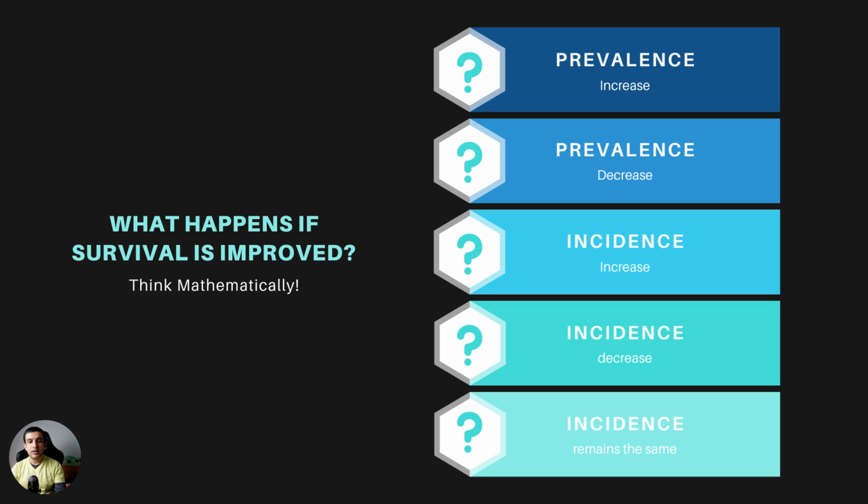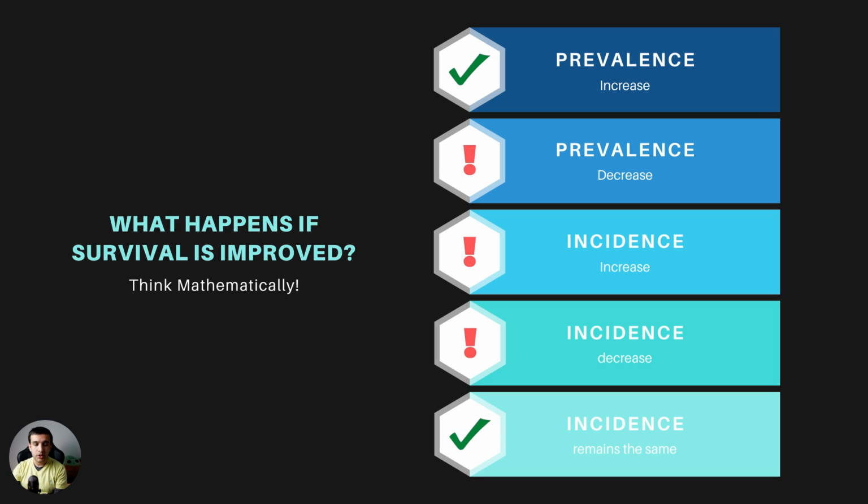So let's start by talking about prevalence and incidence and things of that sort. The best way to think about them is to think mathematically, and we'll get into the details of that. But for now, I'd want you to commit to one of these answers, or 2 or 3 of these answers, however many you deem correct. So the question is, what happens if survival is improved?